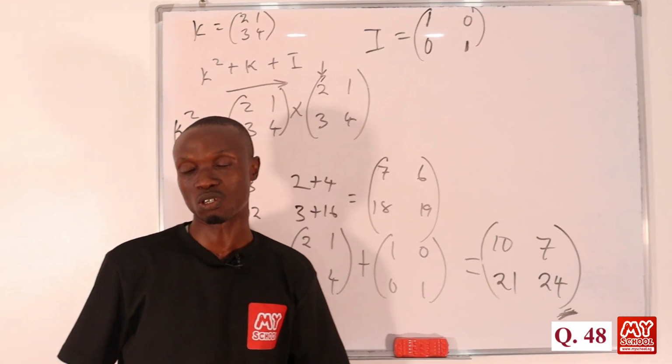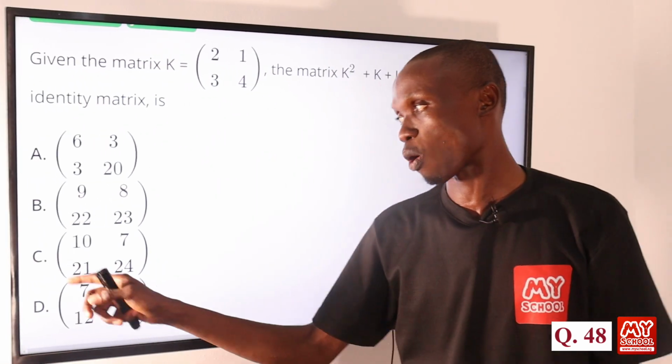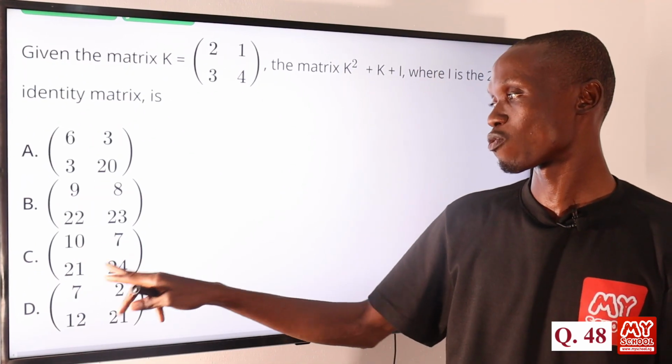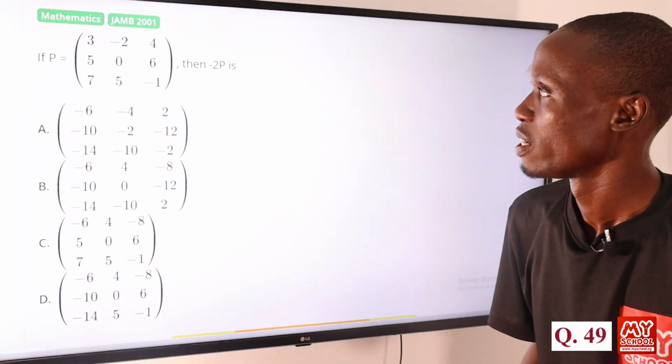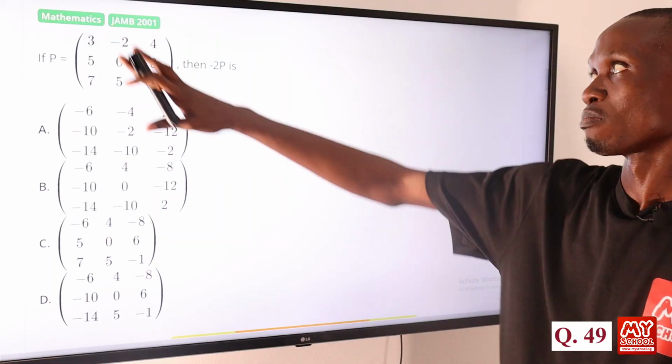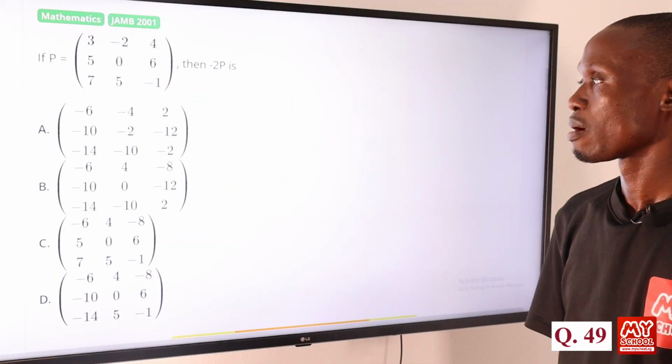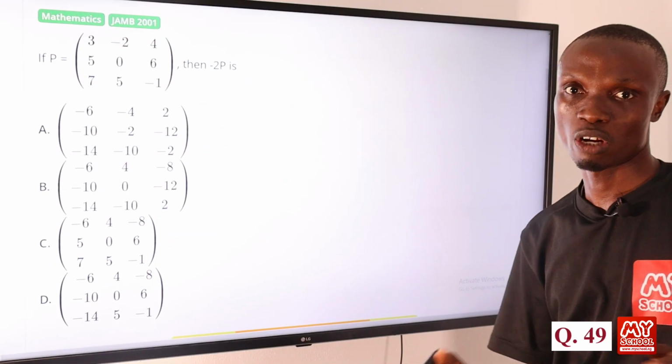So let's return to the screen to pick the correct answer to this question, and that is option C: 10, 7, 21, and 24. Question 49. If P is equal to this matrix, then minus 2P is? So let's move over to the board to provide an answer to this question.